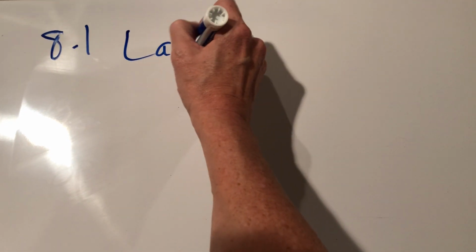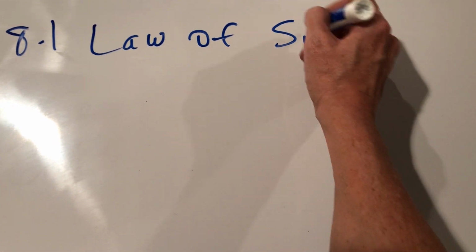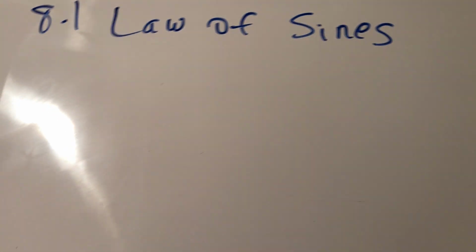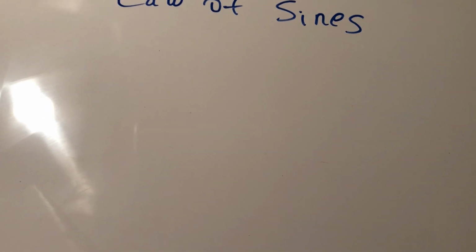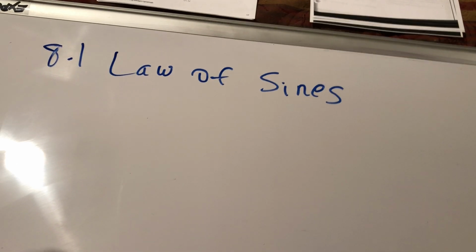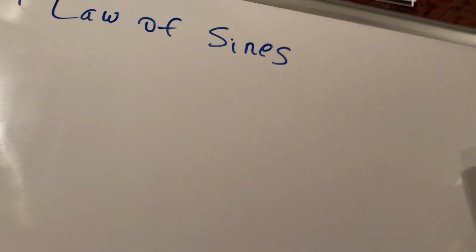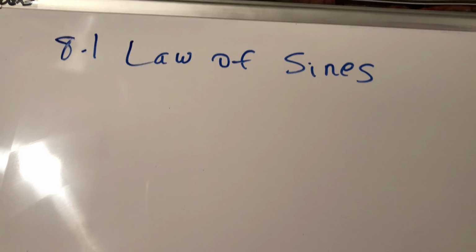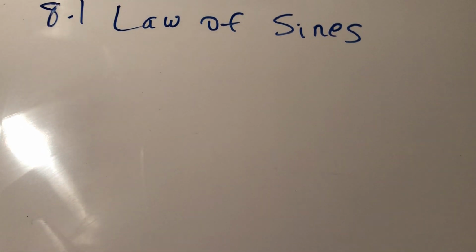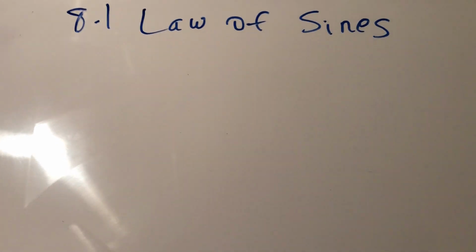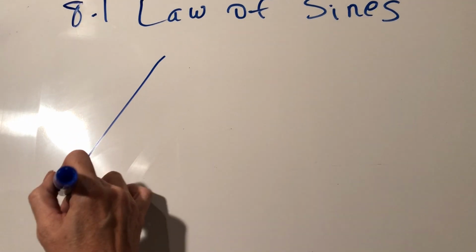It's law of sines. There's something called the ambiguous case that I don't want to talk you through on video. So if we get back and have enough time, I'll talk about the ambiguous case, but just knowing plain law of sines will be enough for right now. So let me show you law of sines.